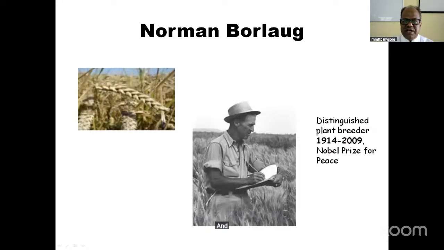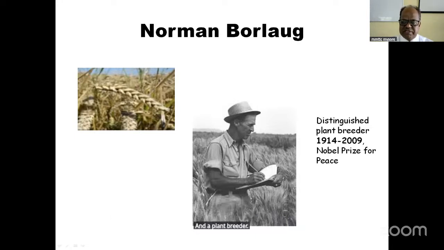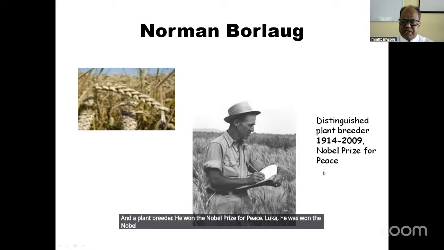And very recently, you must have heard about Norman Borlaug. He is an American geneticist and a plant breeder. He won the Nobel Prize for Peace. Look at it, he won the Nobel Prize in 2009 for peace.